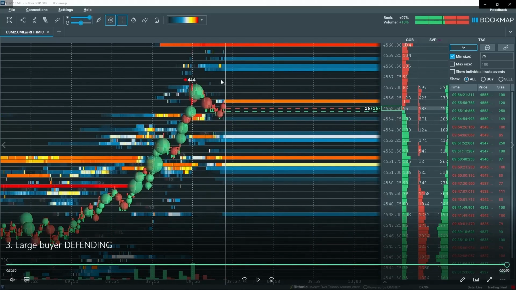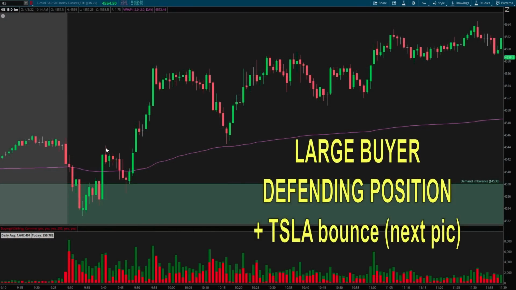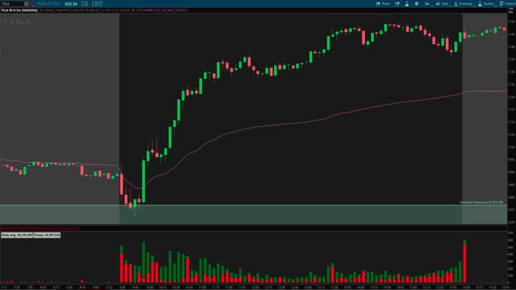And then we hit a high at 45.56. We pulled back. And look what happens. He defended his position on that pullback. The market came back up solely off of a large buyer defending his position, 3,800 lots. Someone could do the math on that.